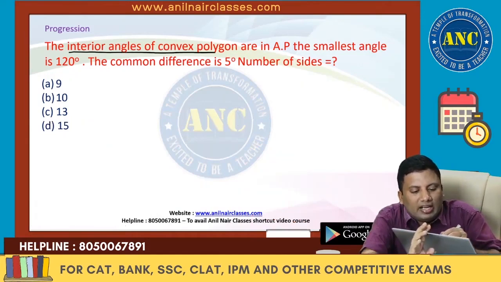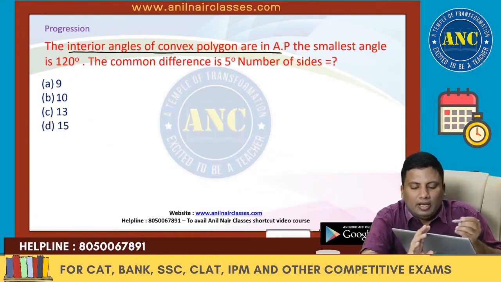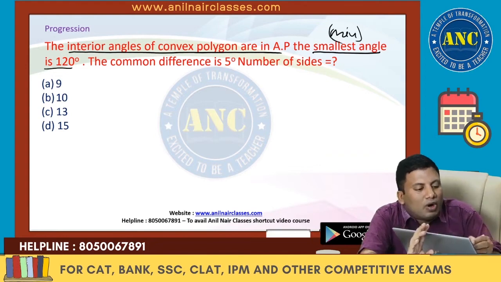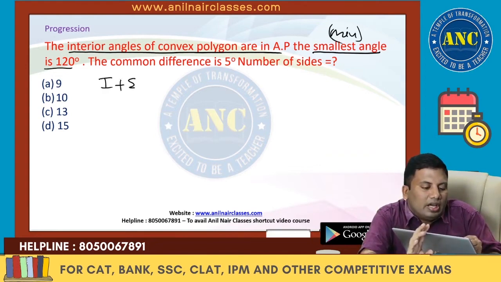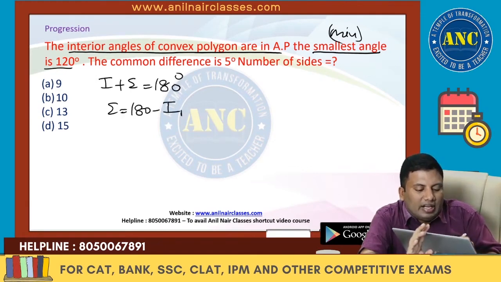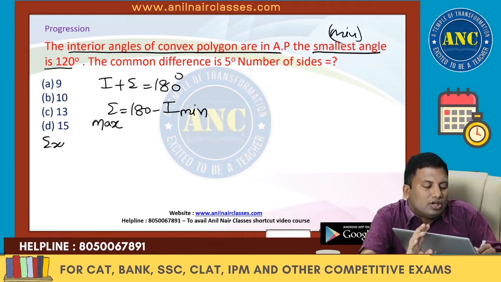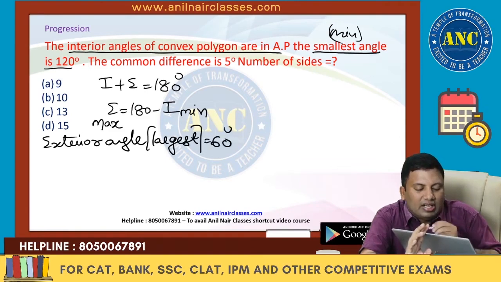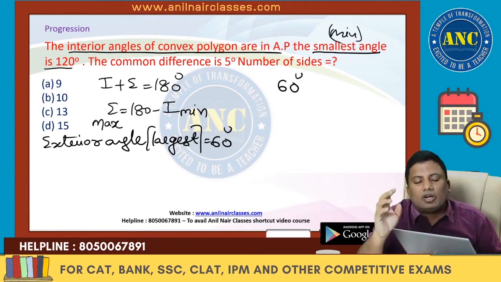If the interior angles of a convex polygon are in AP, and the smallest interior angle is 120 degrees. Interior plus exterior is 180, so exterior is 180 minus interior. Interior is smallest, so exterior is largest. The largest exterior angle is 180 minus 120, which is 60. Largest is 60, it cannot go beyond that.